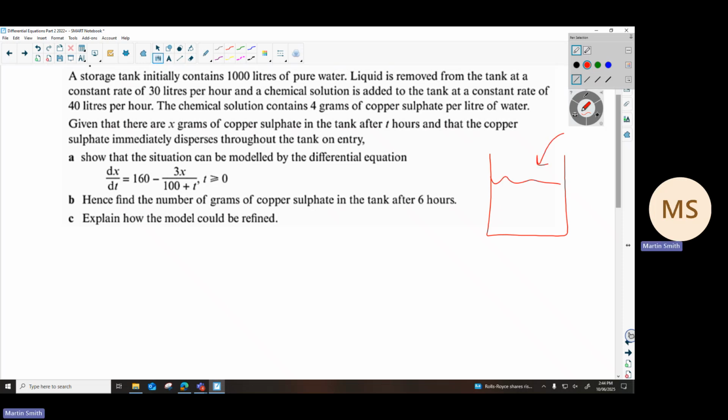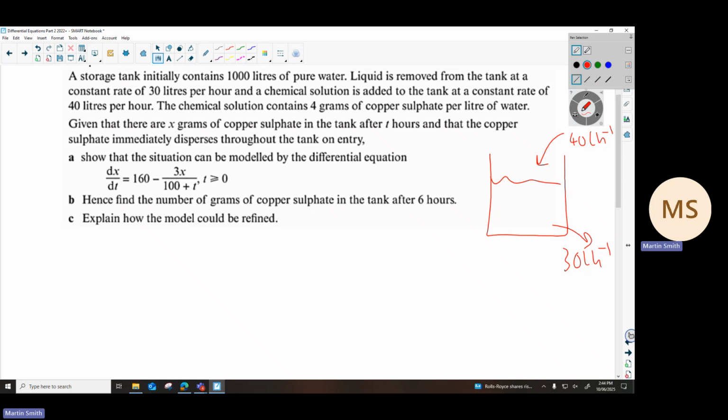I've got liquid going in at 30 litres per hour. Let's change that. So I've got liquid coming out at a rate of 30 litres per hour. And I've also got a chemical solution added in at a rate of 40 litres per hour. If you think about that, that means the volume of water is going to increase. The chemical solution which is added contains 4 grams of copper sulfate per litre.